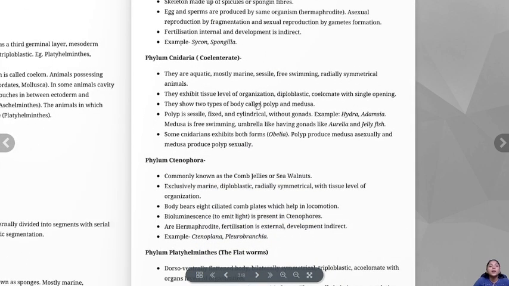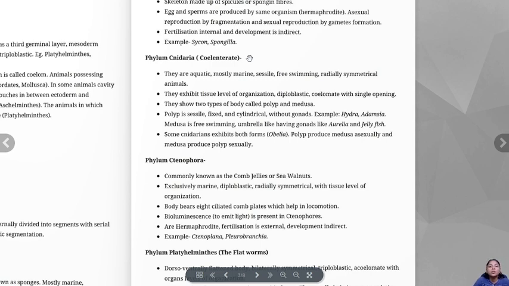Then the next phylum is phylum Cnidaria or the Coelenterata or the coelenterates. So these cnidarians are aquatic. They are mostly marine, so they are mostly found in the oceans and seas. They are sessile, okay, meaning they are stationary. They do not have movement, or locomotion is absent. Some are free swimming, so some can swim freely in the waters, and they are radially symmetrical animals. So they can be divided radially into two halves. Then they exhibit tissue level of organization, diploblastic, coelenterate with a single opening.